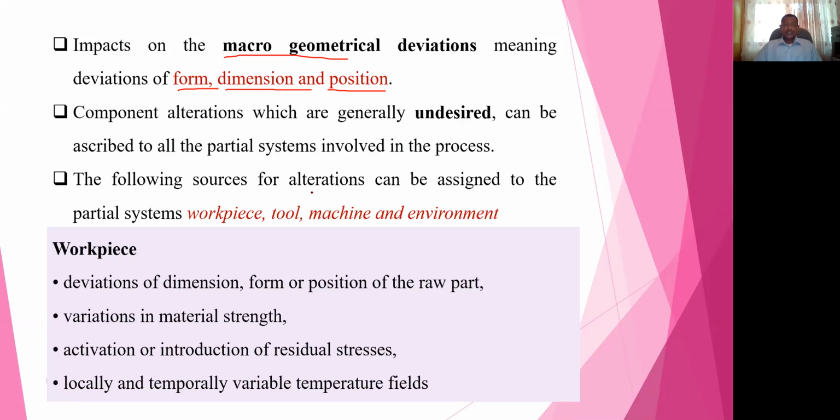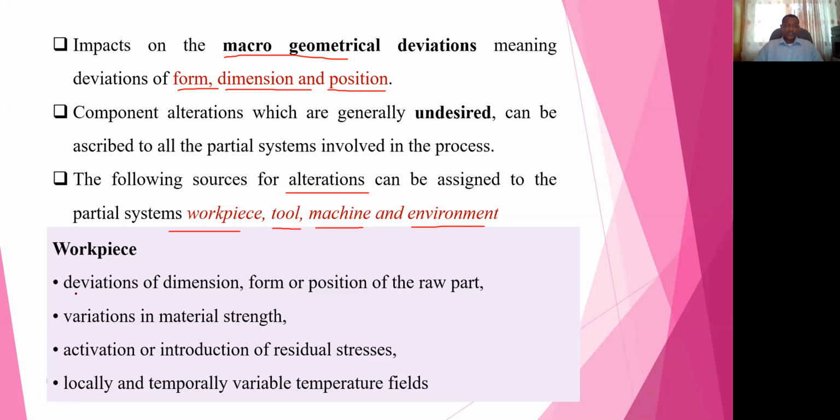So component alterations, which are generally undesired, can be ascribed to all the partial systems involved in the process. The following sources for alterations can be assigned to the partial systems, to the workpiece, okay? The microgeometric deviations can arise from the workpiece, from the tool, machine, and environment. One by one, we will see how these alterations, which are not required, will be avoided or caused by the workpiece material, the tool material, the machine's condition, and environment material.